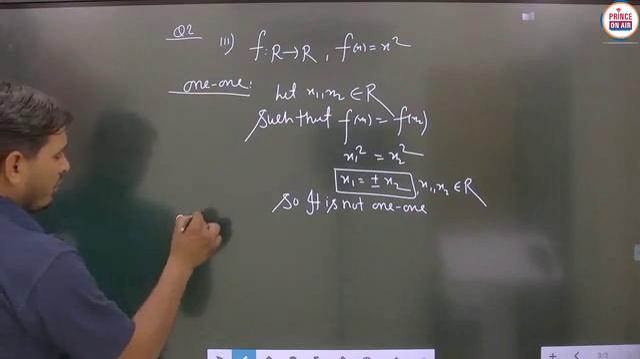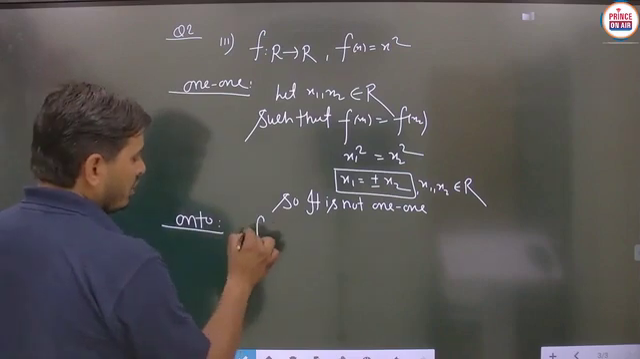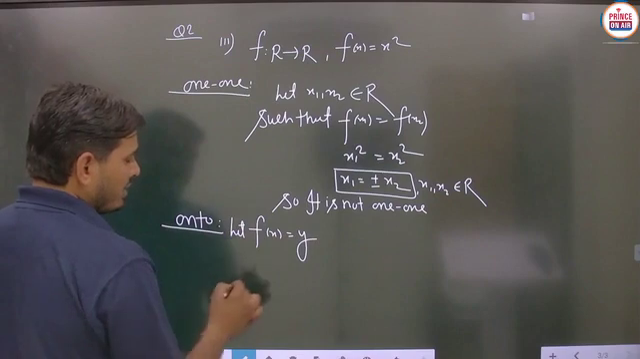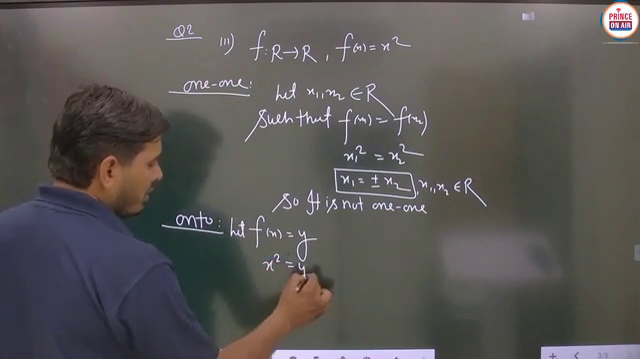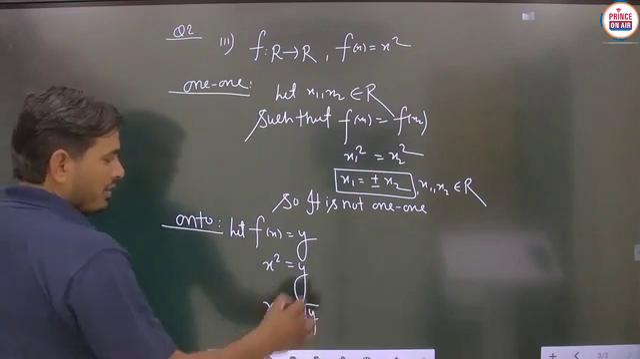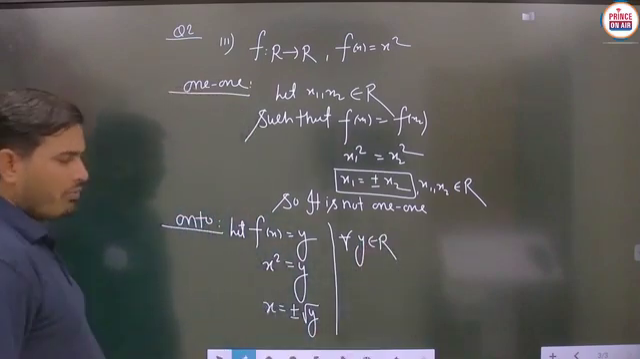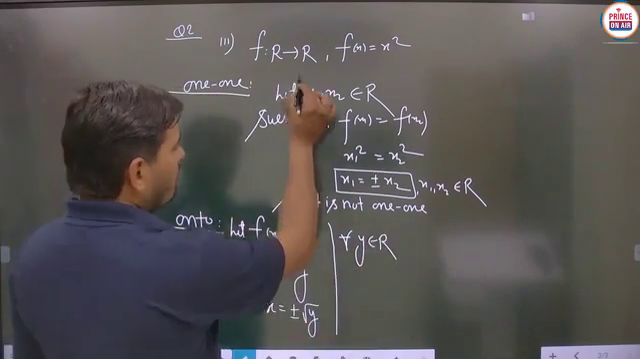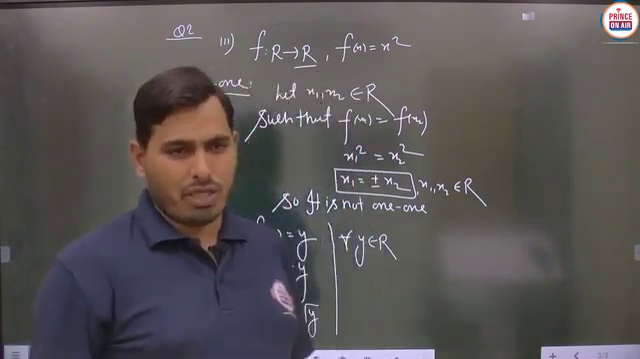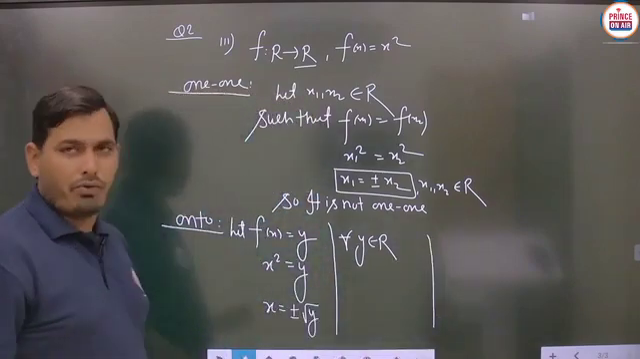Second case, we have to check for onto. So basically in the onto case we say let f of x equals y. Then x square equals y. Now again we are saying x equals plus or minus square root of y, for all y belonging to the real numbers, because here the codomain is the set of real numbers. So if the real numbers are given as the codomain, then we have to check the pre-image for all the real numbers.